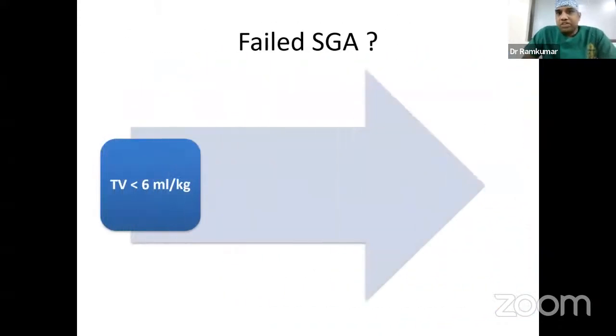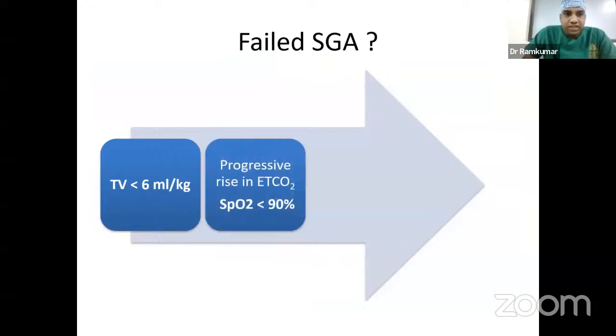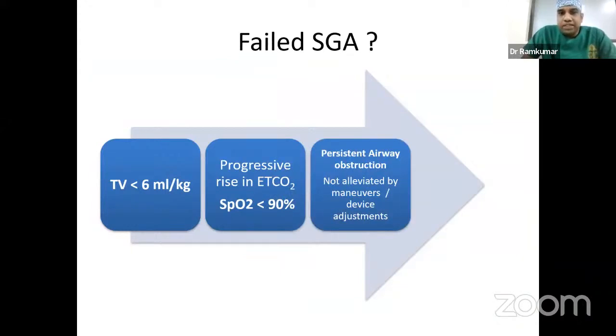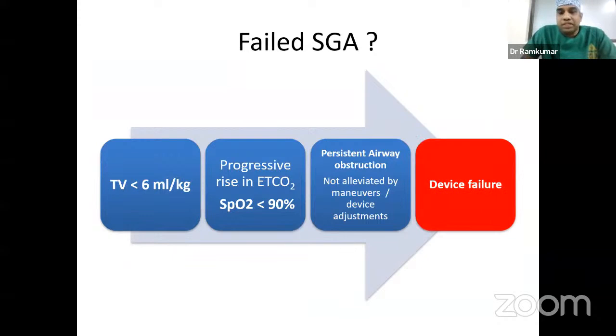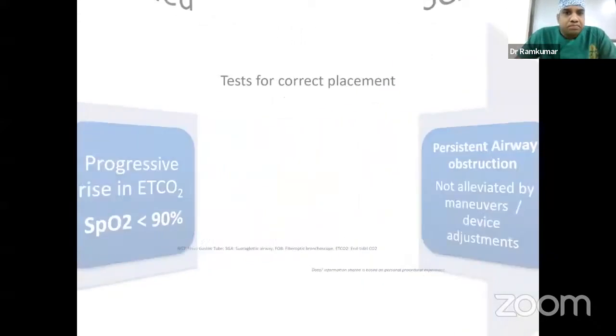So what is the definition of a failed SGA? If you are not able to achieve a tidal volume of at least 6 ml per kg, that is persistent, and there's a progressive rise in EtCO2, and the SpO2 is less than 90%, and despite doing maneuvers and size adjustments there is persistent leak or an upper airway obstruction, that means the device has failed. You have to switch over to another best possible device or switch over to an endotracheal tube, depending upon the necessity of the surgery or resuscitation.